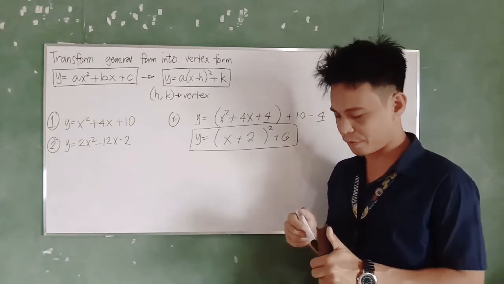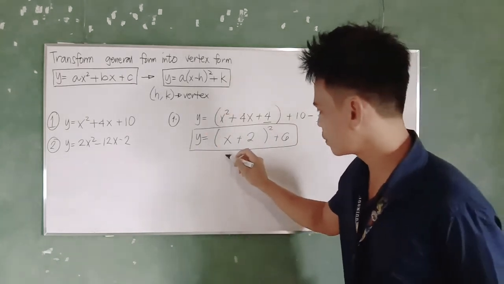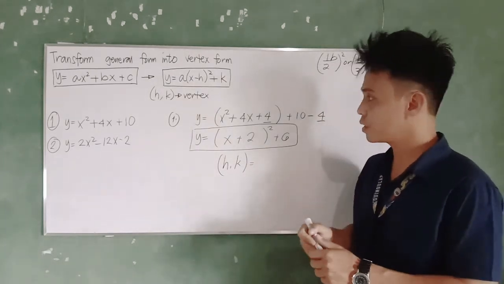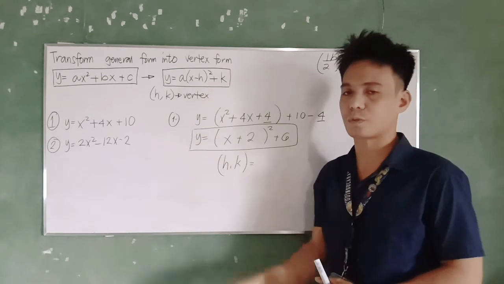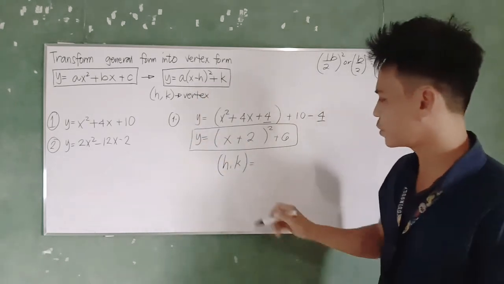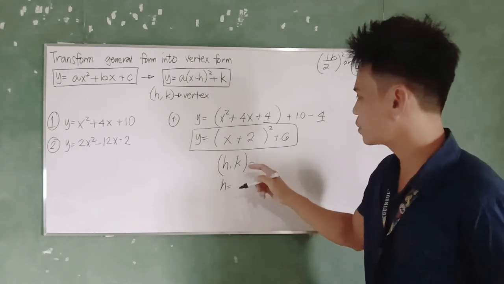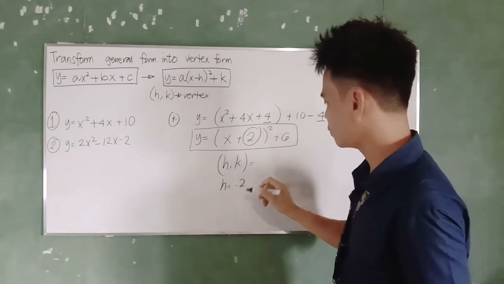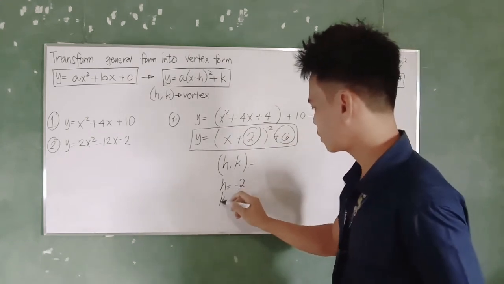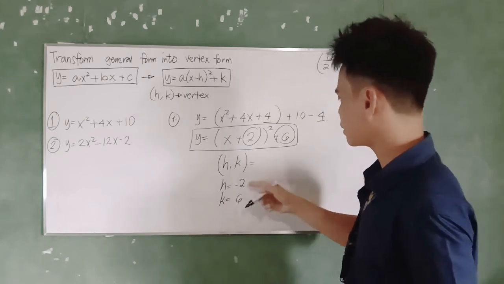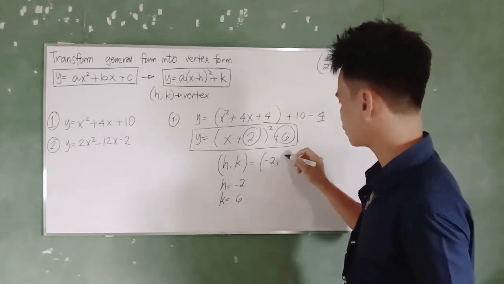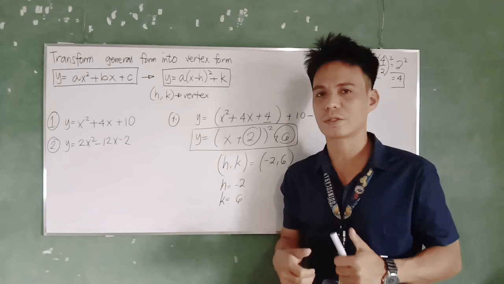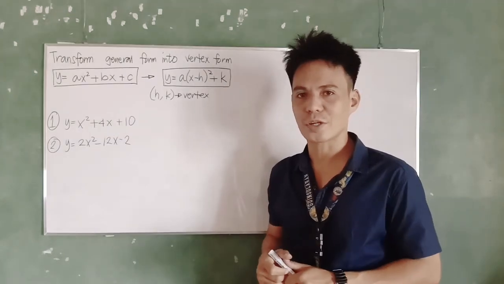Okay? Okay, very good. So therefore, your hk or vertex is, since your vertex form formula is negative h, so therefore your h is equal to the negative value of your positive 2. So this part. So this is negative 2. And your k there is positive 6. So your hk is negative 2 and positive 6. So ganun lang po siya kadali guys. Okay, I hope you follow. So let's try example number 2.